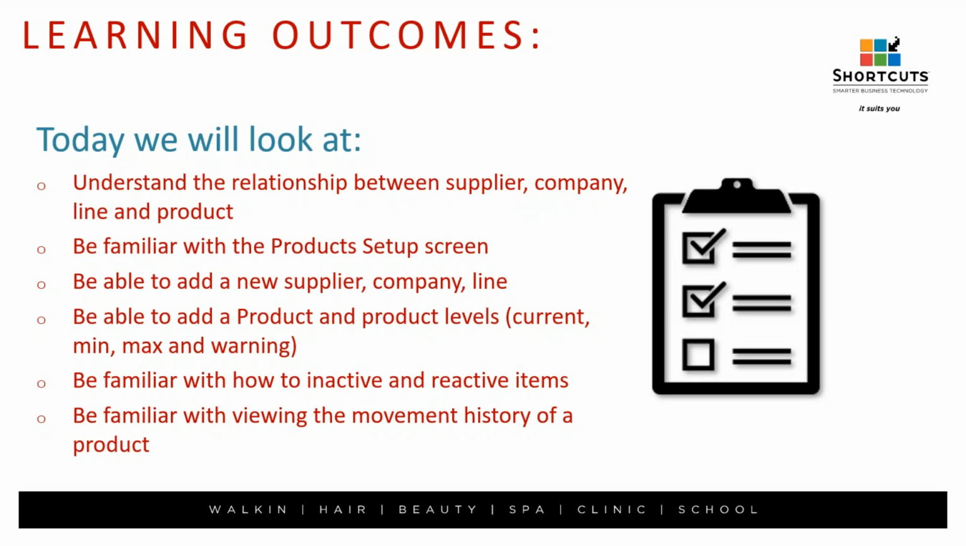We want you to know how to add new suppliers, companies, lines, and products, how to work with your levels, whether those be your current levels or whether you're ordering your minimum levels, your maximum levels. How does all of that work? And then how to make items active or inactive in case you decide you want to stop carrying a certain product. And even to know, how are the products really moving? What is their sales history? Or are they being used for back bar? So how do you keep track of these things? So we're going to look at a lot of the basics in Shortcuts.